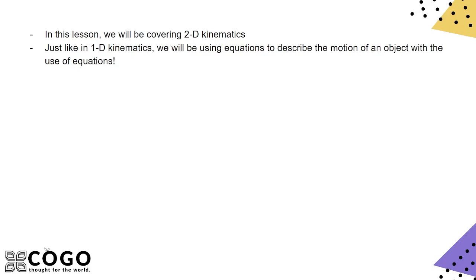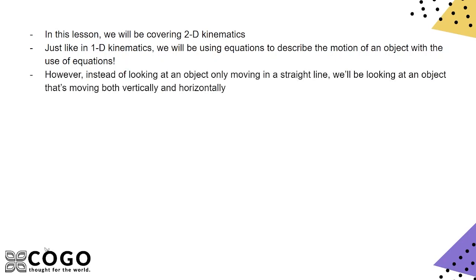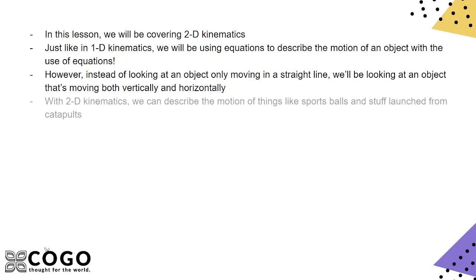Just like in 1D kinematics, we will be using equations to describe the motion of an object. However, instead of looking at an object only moving in a straight line, we'll be looking at an object that's moving both vertically and horizontally. With 2D kinematics, we can describe the motion of things like sports balls and stuff launched from catapults.